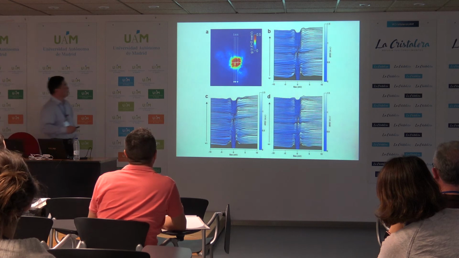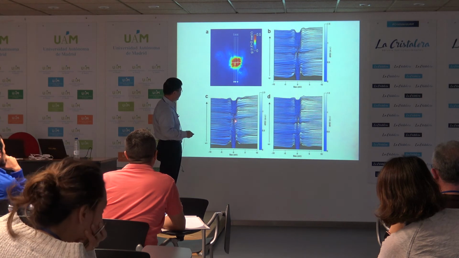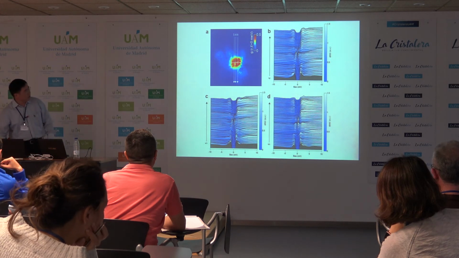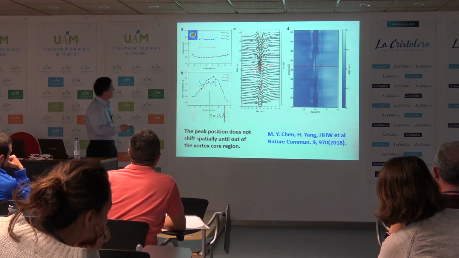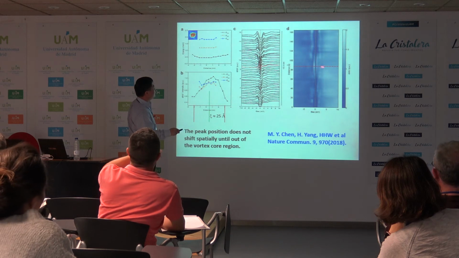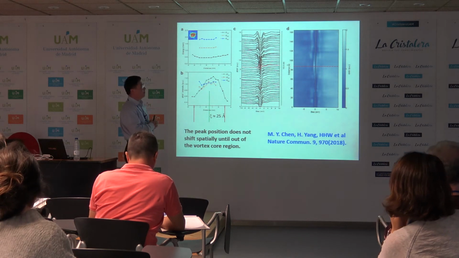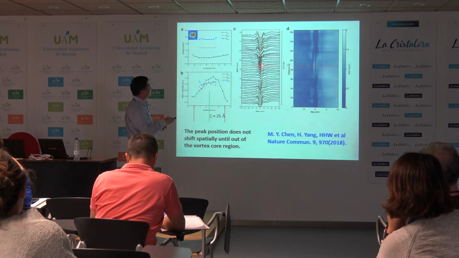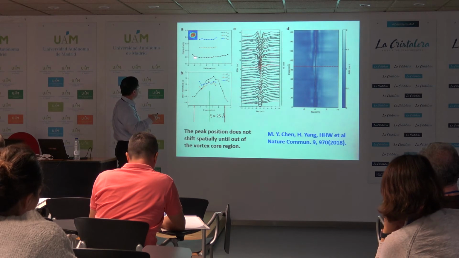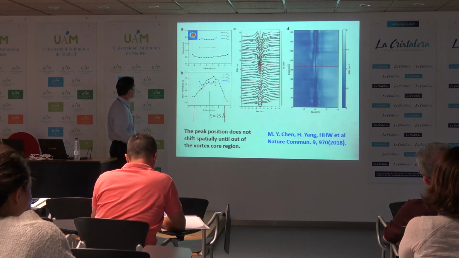Okay, let me continue. When we scan along this direction, we see a very similar thing here. You can see these three levels here. We also did statistics on this. These are raw data, and we plot the color plot. You can see three parallel lines here, and this is the vortex center. So it behaves like the discrete Caroli-de Gennes-Matricon states. This is the energy level we plot spatially, for these vortices.